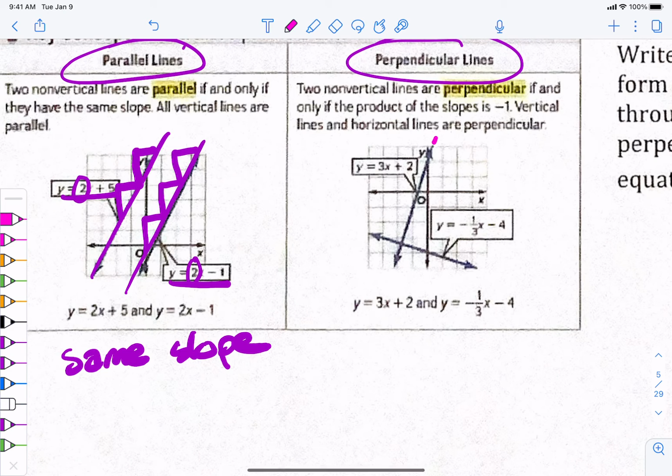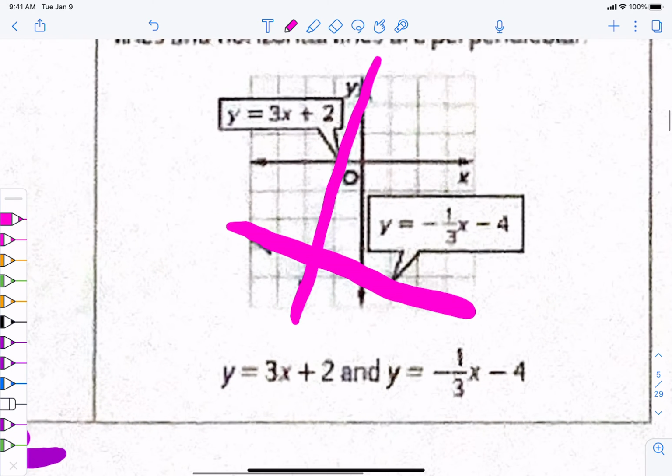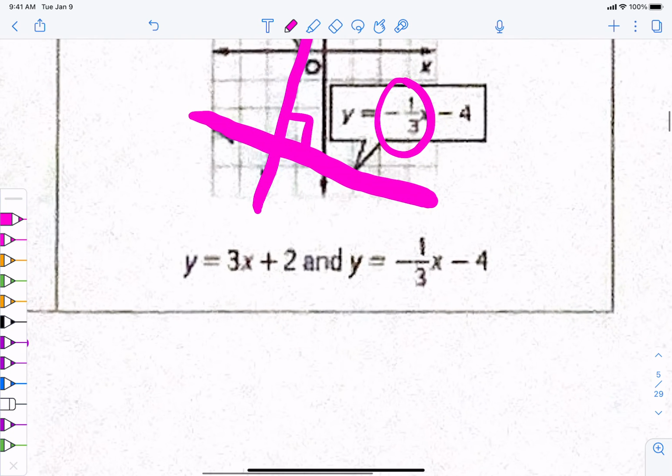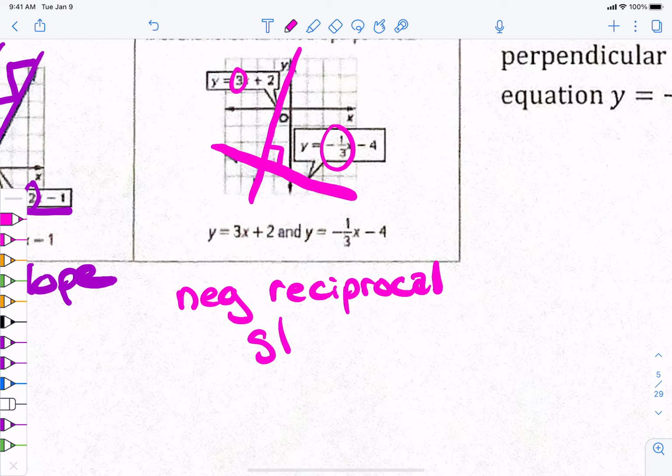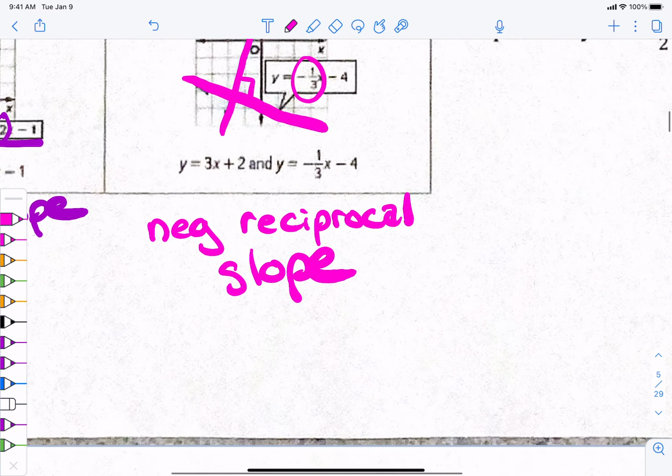Now these two guys are perpendicular, which means they intersect. But they don't just intersect, they make a perfect corner, a perfect 90 degrees, okay? Look at those two slopes. We have 3 and we have -1/3. It's the negative reciprocal. The slope is a negative reciprocal.